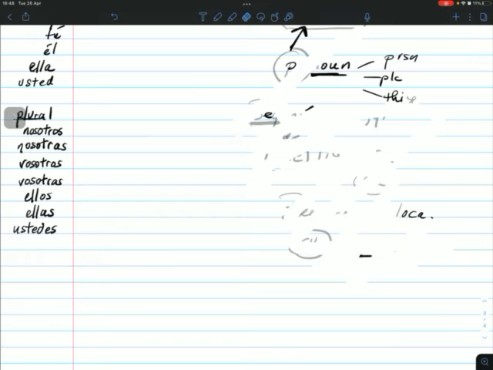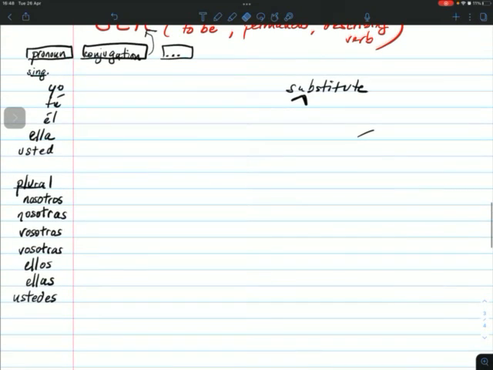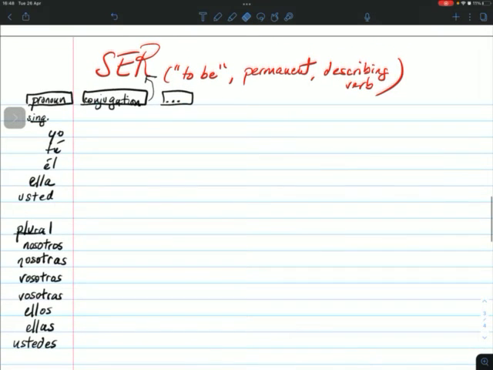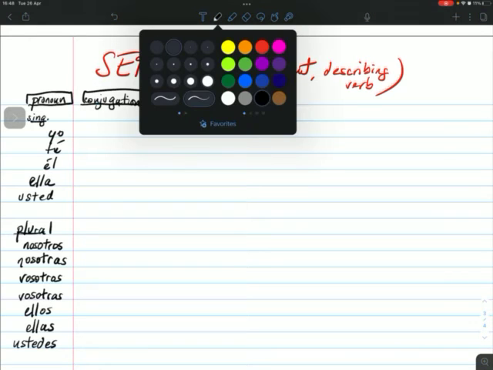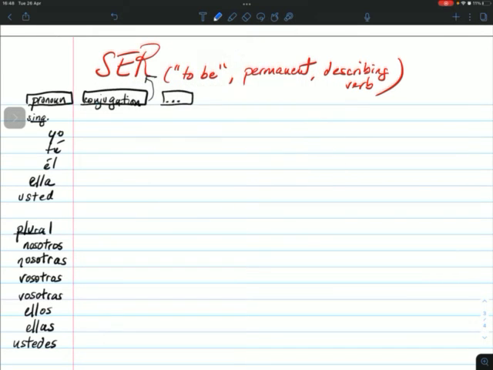I'm done with that. Take that all away. Again, if you need help with pronouns, it's totally fine to ask, because it's really important to know them, so that you can use them with conjugations and make actual sentences on your own. Okay. Again, we're conjugating the verb ser, which is to be.